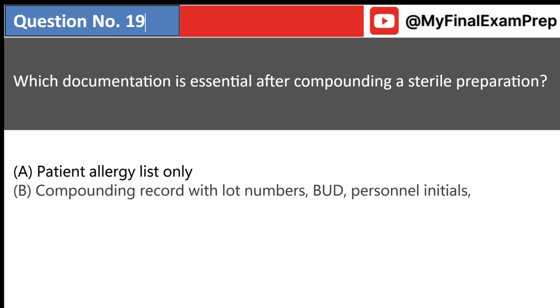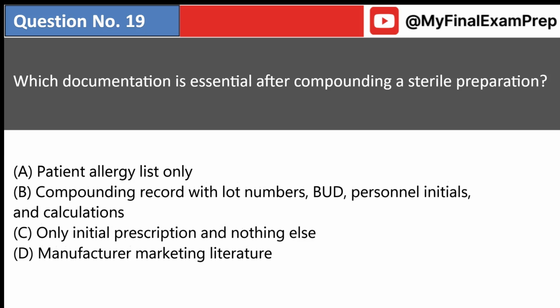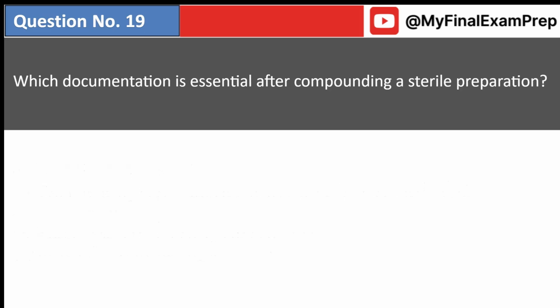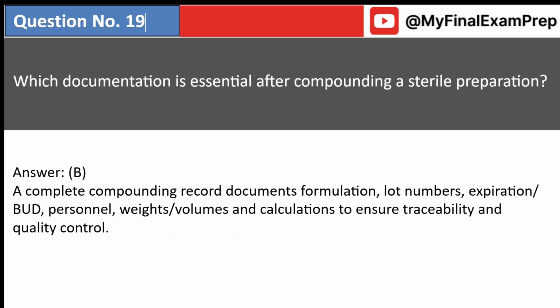Which documentation is essential after compounding a sterile preparation? A. Patient allergy list only. B. Compounding record with lot numbers, BUD, personnel initials, and calculations. C. Only initial prescription and nothing else. D. Manufacturer marketing literature. Answer B. A complete compounding record documents formulation, lot numbers, expiration/BUD, personnel, weights/volumes and calculations to ensure traceability and quality control.